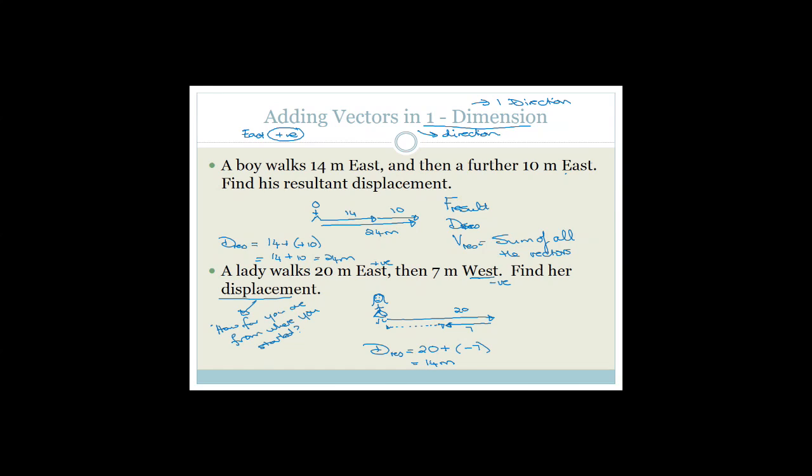Why? Actually, that's 13, sorry. Because that's 20 plus times a minus is a minus 7, which is 13 meters. So the resultant displacement is 13 meters.